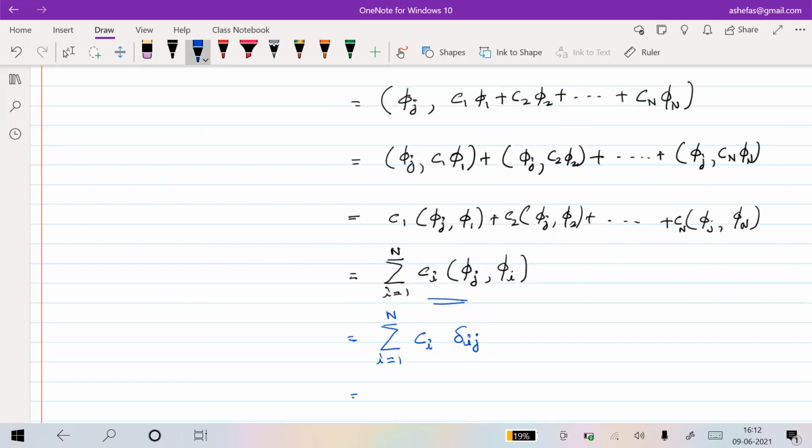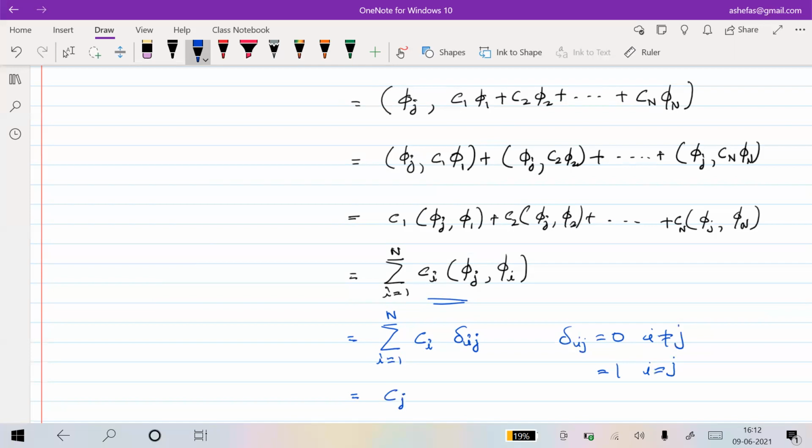Now what would be the summation? This delta ij would be 0 when i is not equal to j, and it is 1 only if i equals j. So delta ij is 1 only when i equals j, otherwise it is 0. So if you sum i from 1 to n, only when i becomes j is delta ij not 0. For all other terms, delta ij is 0. So that means it will pick up the value i equal to j.